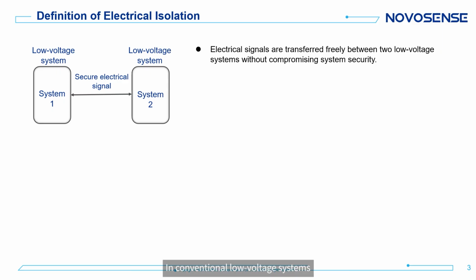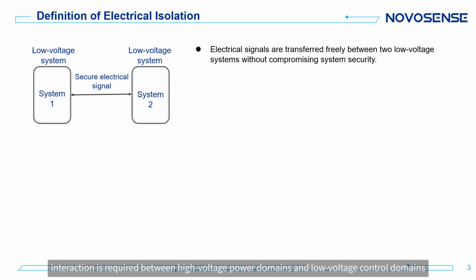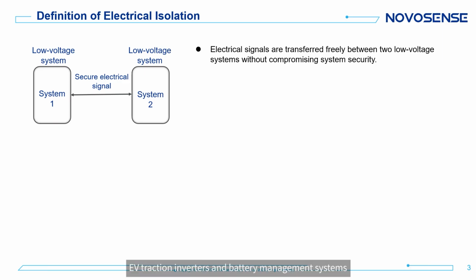In conventional low-voltage systems, electrical signals can be transferred directly between systems, allowing them to operate safely and normally. However, in many practical applications, interaction is required between high-voltage power domains and low-voltage control domains. Examples include EV traction inverters and battery management systems, industrial servo drives and motor drives, renewable energy and energy storage systems, high-voltage server power supplies.